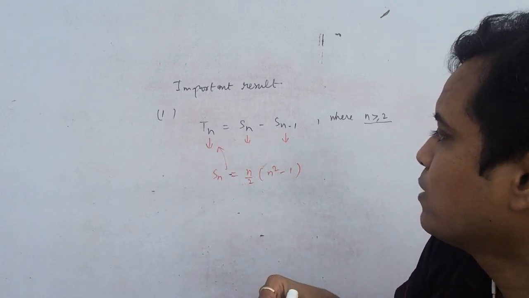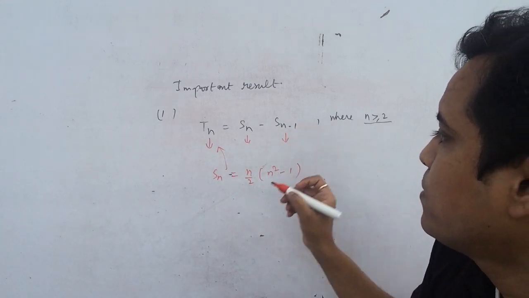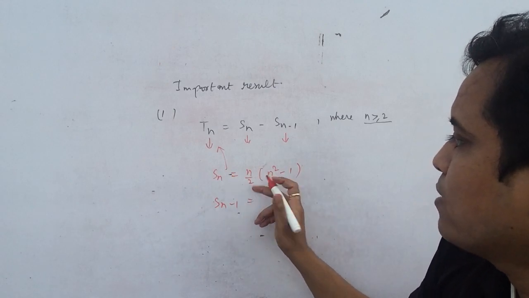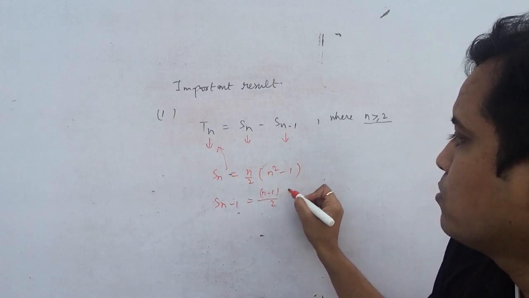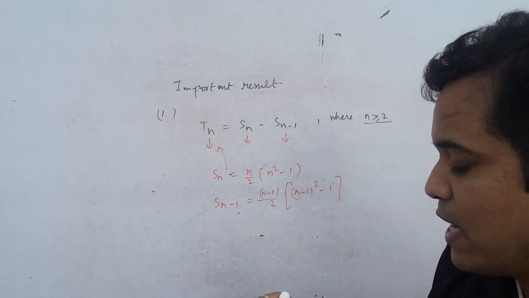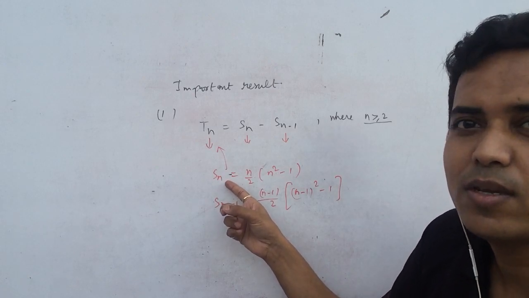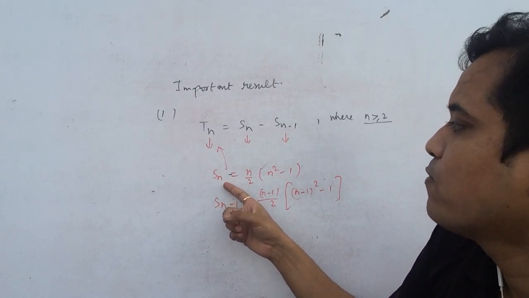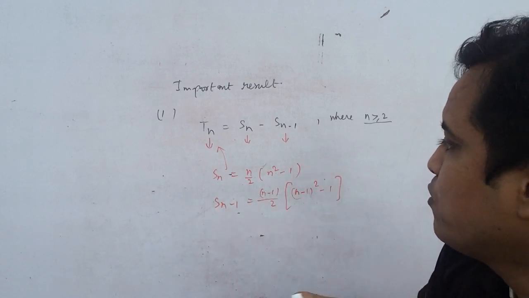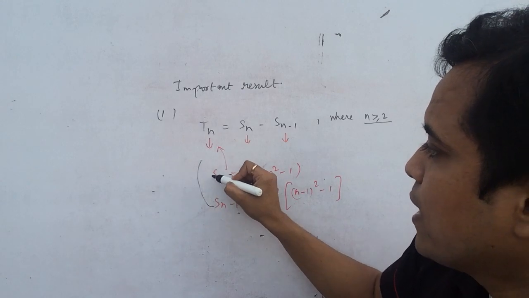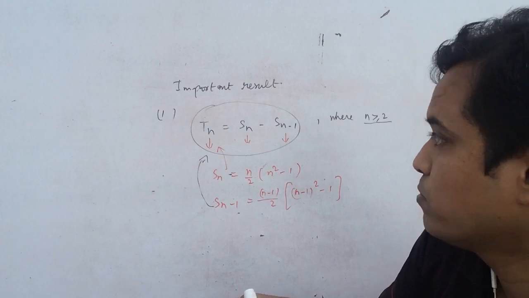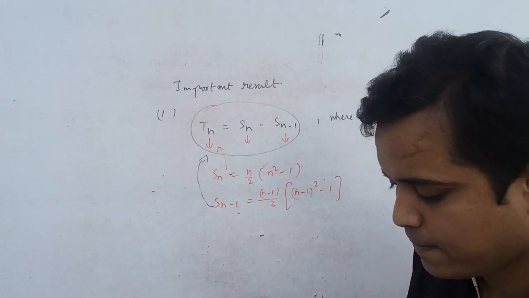This formula, nth term equals Sn minus S(n-1). What would S(n-1) be if you want to find it using this formula? At the place of n, you would place n minus 1: (n minus 1) upon 2, (n minus 1) whole square minus 1. So if Sn, the sum of the first n terms, is given, then you can also find S(n-1), the sum of the first n minus 1 terms. When you put this and this in the equation, you'll get the nth term. So this is the first result.